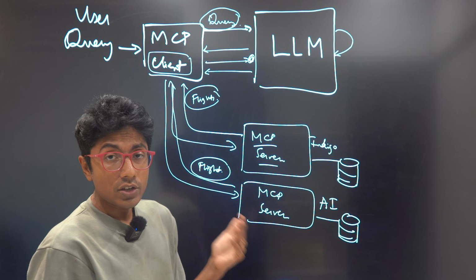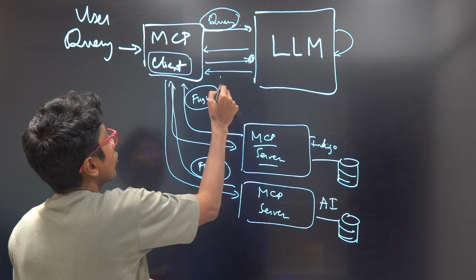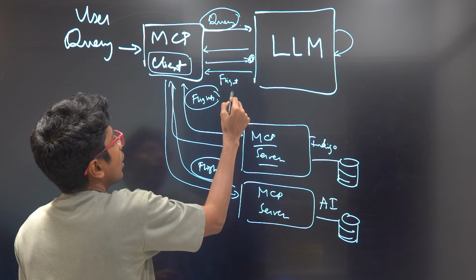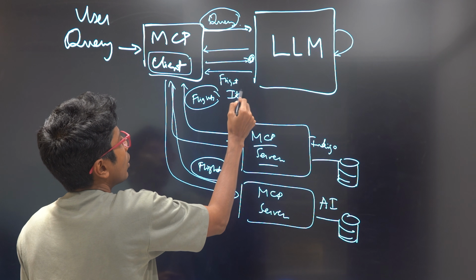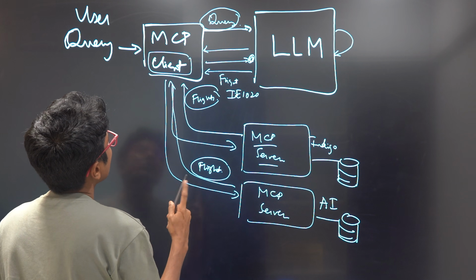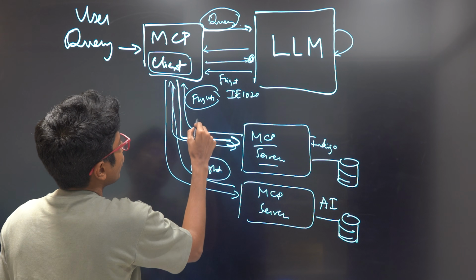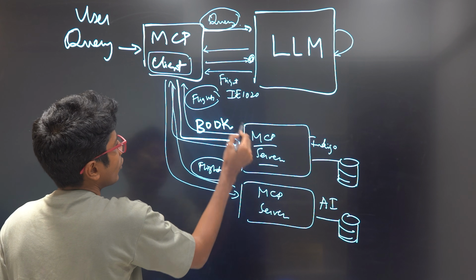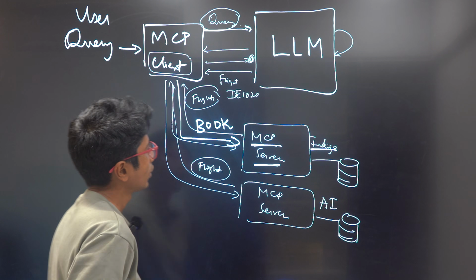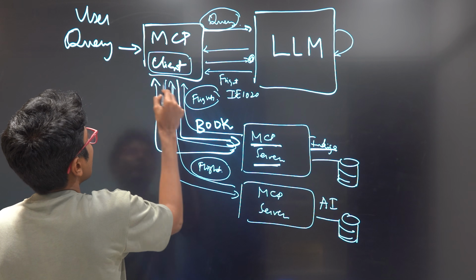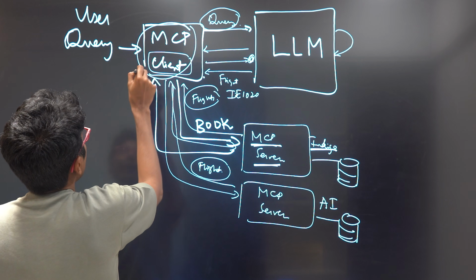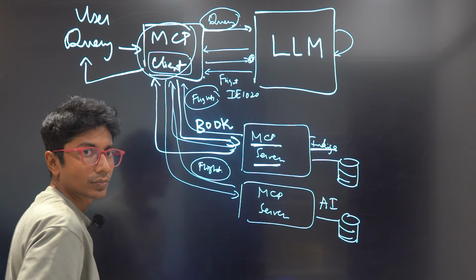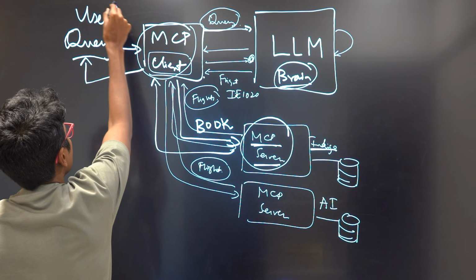And the large language model at this point might say, okay, book flight number, i.e. Indigo 1020, which then results in another API call to book on the MCP server of Indigo. The final response is given to the MCP client. The client then forwards it back to the user. Result in customer satisfaction.